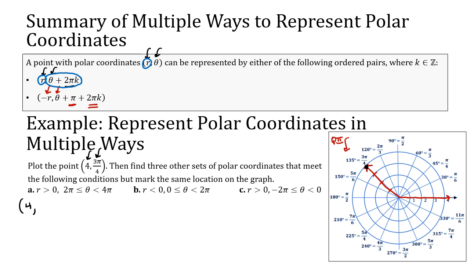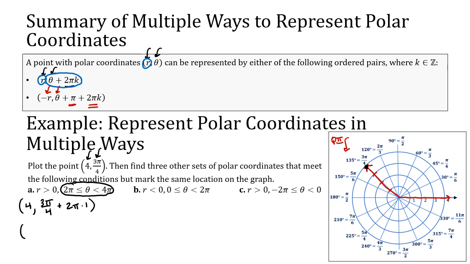Now, they want my theta to be bigger, right? They want it to be between 2 pi and 4 pi. So I'm going to take that 3 pi over 4 and add a multiple of 2 pi. I don't think that I need another multiple of 2 pi. My k value can just be 1 in this case.